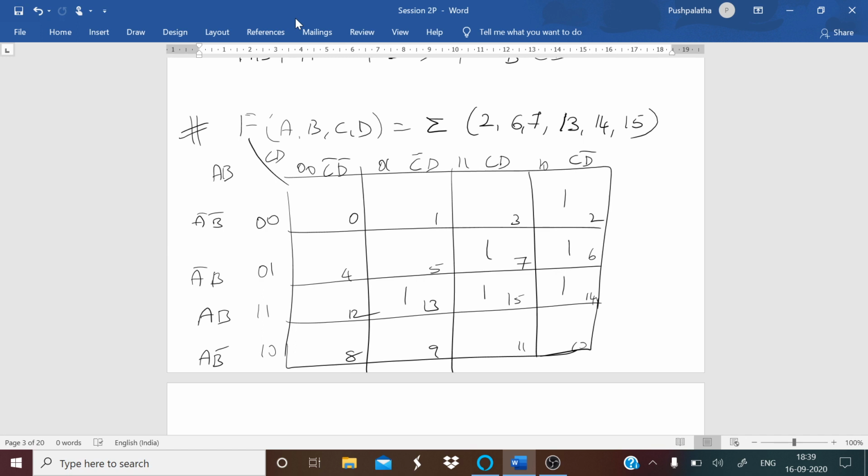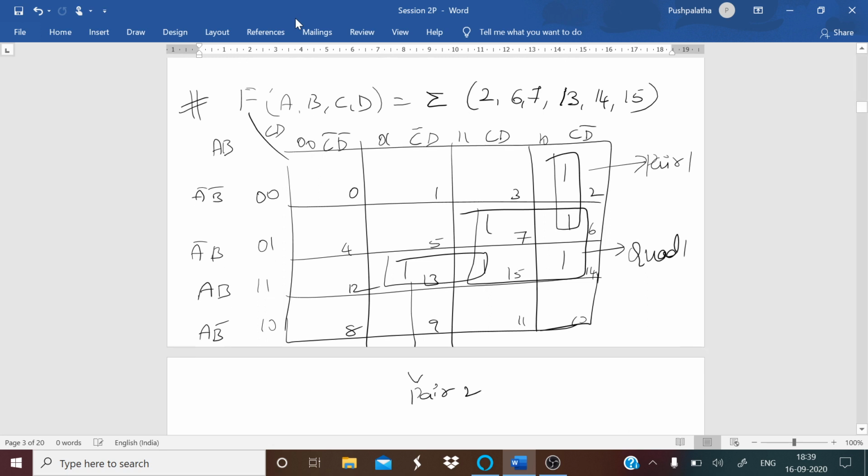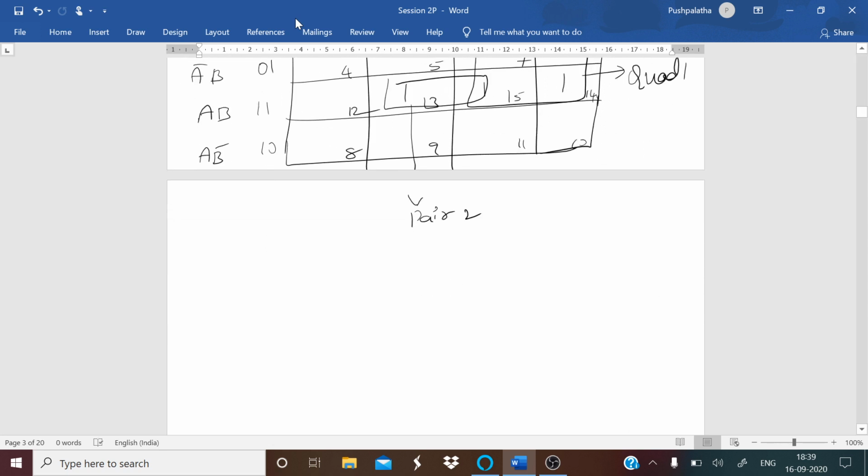Okay, so how do you group this now? So you have 4 adjacent ones. This is one quad. Okay, and this one you can put together. So this is your pair 1, and these two ones you can put together, that will be a pair 2. So you have one quad and two pairs.